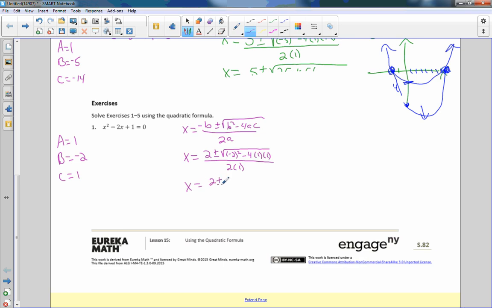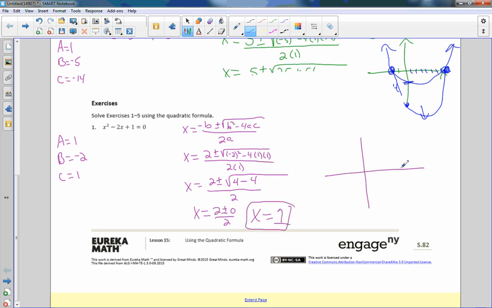Simplify. Negative 2 squared is positive 4, always positive. Minus 4 times 1 is 4. All over 2 times 1, which is 2. Simplify. 2 plus or minus. The 4 minus 4 is 0. The square root of 0 is 0 over 2. That just goes away. I have one solution. X equals 2 over 2, which is 1. Okay? That, my friends, is a double root.